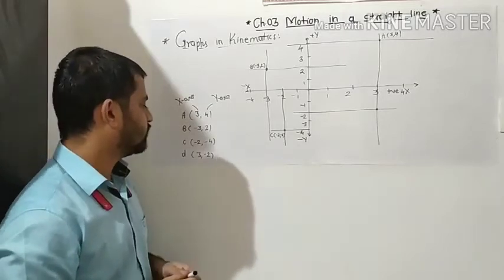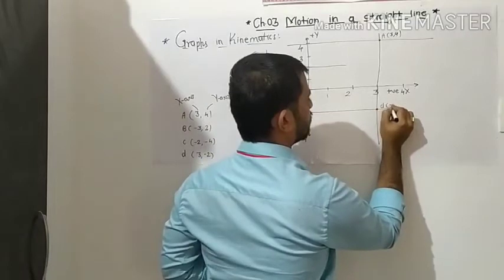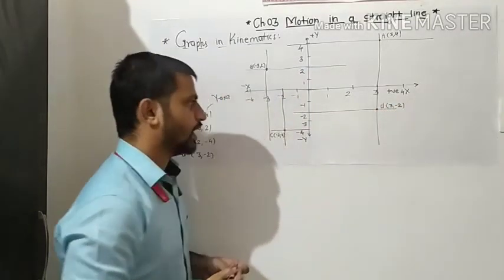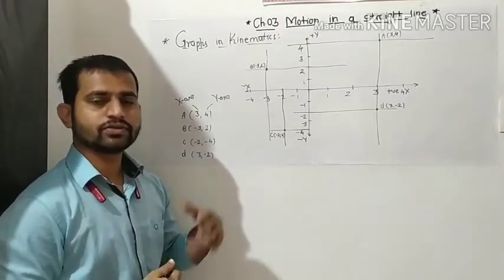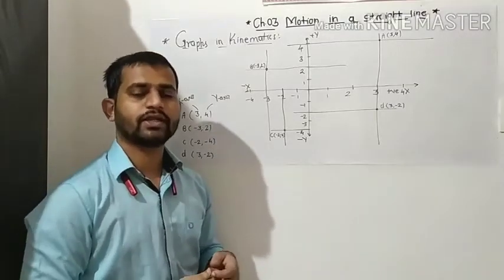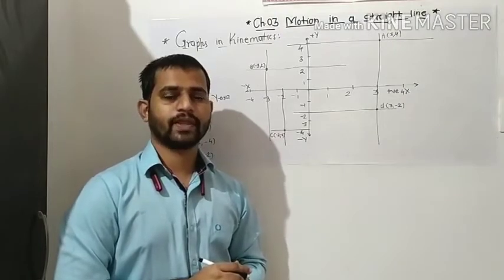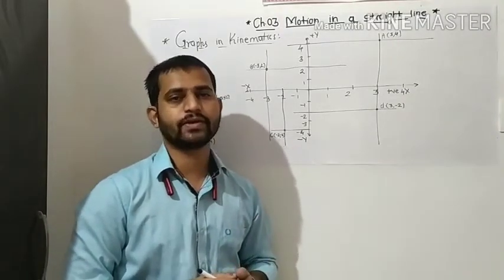So here D is equal to 3, minus 2. I can locate this point as D equal to 3, minus 2. Likewise, if we know the coordinates of a particular point, then we can find out the position of that point. We can locate that point.